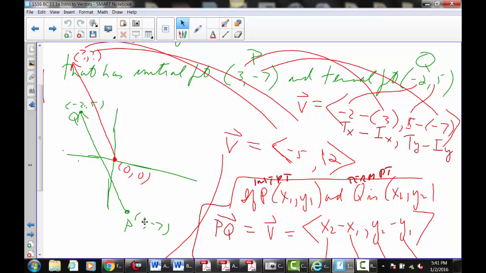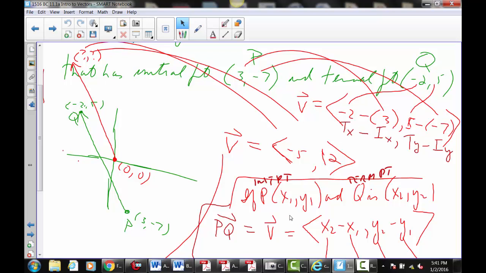Okay, so look at that point again. We're going to move it left 3 and up 7. So we'll have to take this point and move it left 3 and up 7. The way you can look at it is to put it in component form.